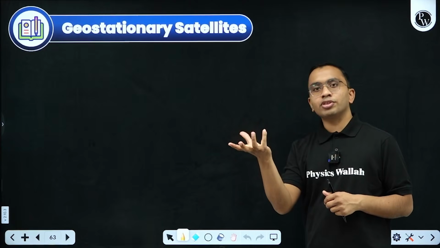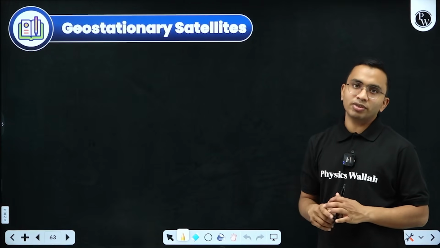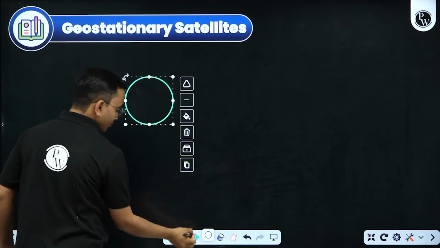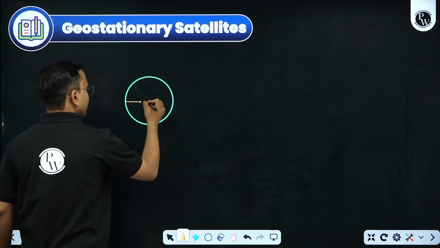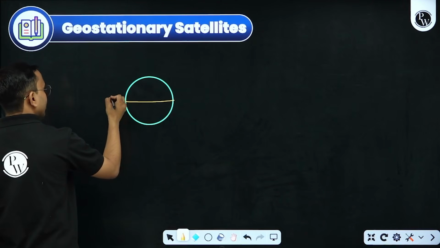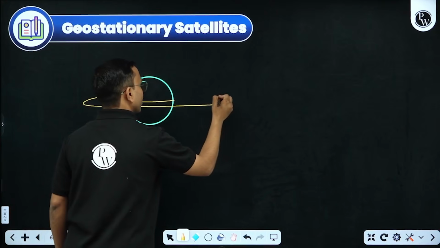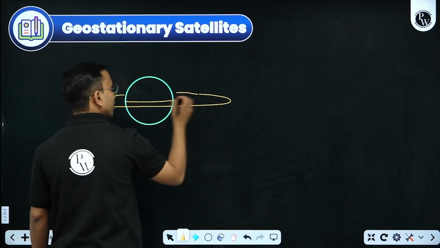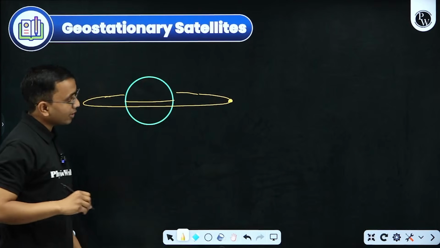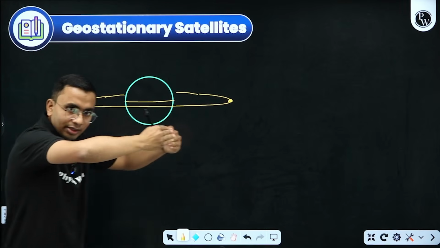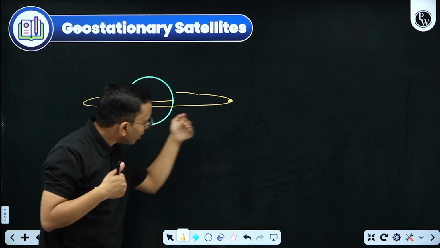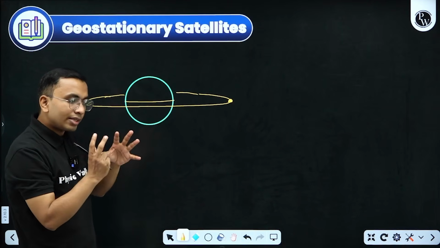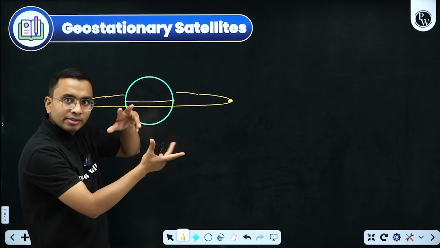The time period of Earth's revolution is 24 hours. The time period of these satellites is 24 hours. Okay, so this is Earth. This is the equator. So the geostationary satellites are in the equatorial plane, moving like this around the Earth in the equatorial plane. At a certain height, when r is changing, the time period is changing. So at a particular value of r, the time period will be equal to 24 hours, isn't it? Yes, that is possible.